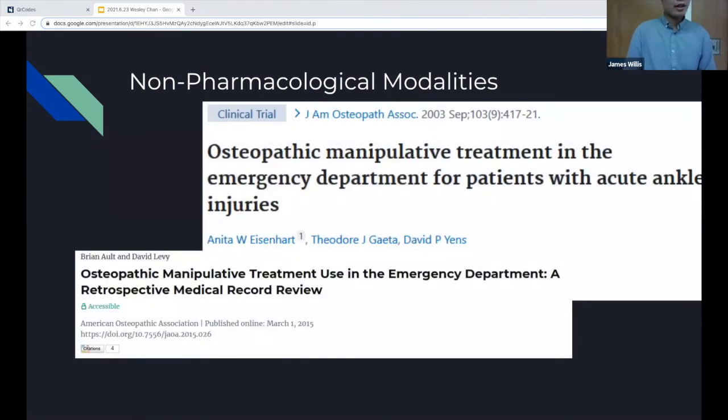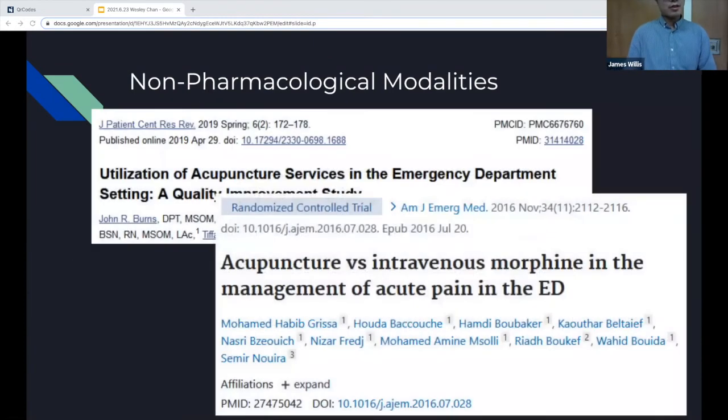With our colleagues in the DO pathway, they understand a little bit more about the manipulation techniques. I don't know that much about it, but from the readings I have, there's been some good data on using these treatments for acute pain. Acupuncture has also been more widely used in emergency medicine.